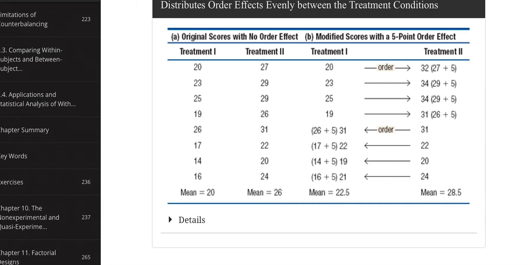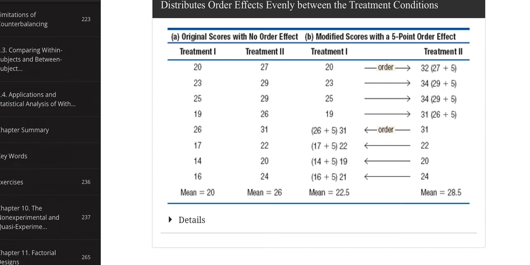Now, this is good, but the potential issue to be aware of is that, as I mentioned, you're not eliminating the order effects. You're just balancing them. And because of that, this can actually hide the order effects if the researcher is not aware of them. That can be an issue if you're not sure whether there are going to be order effects. You may not be able to see them this way.